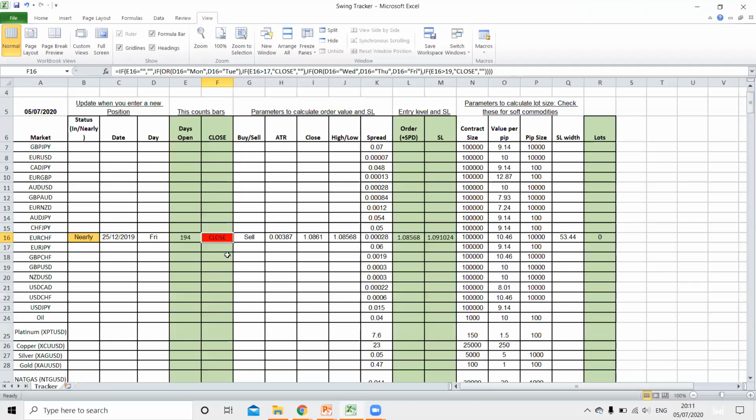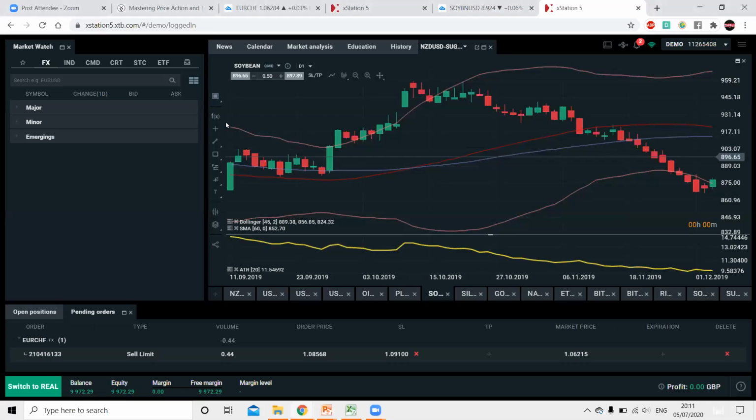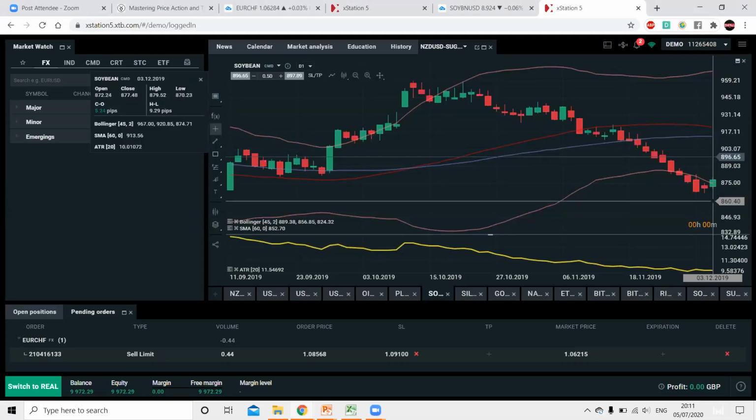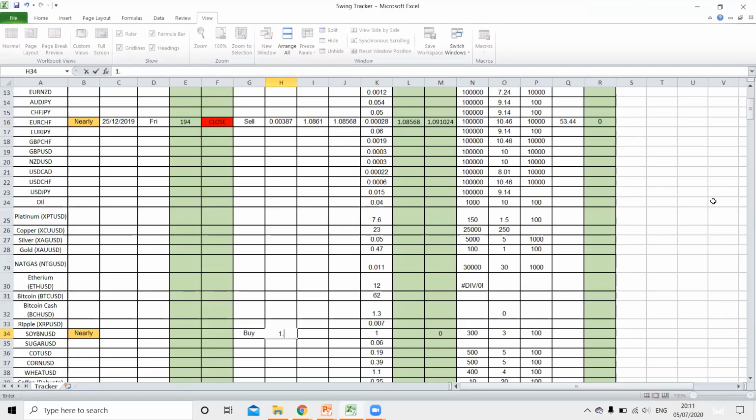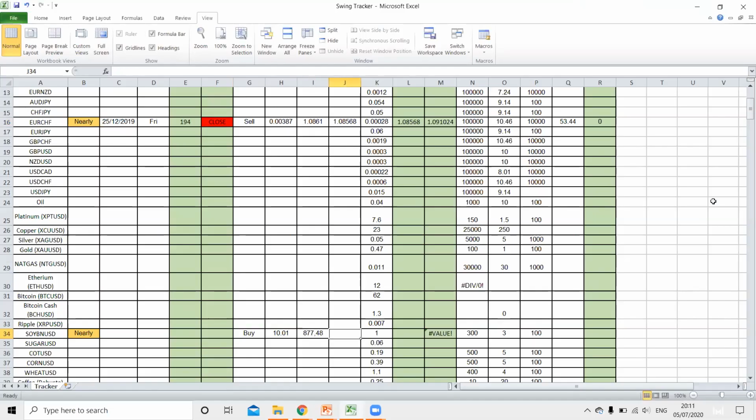And then what we can do is go on here and we can place the trade. So we can go buy, and our ATR was 10.01, and our close 877.48, and our high was 879.52.